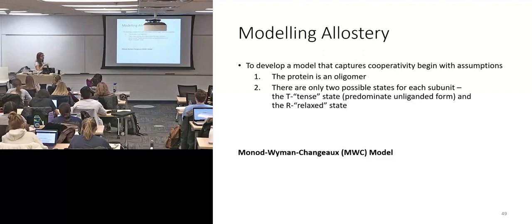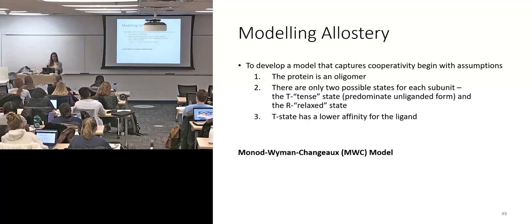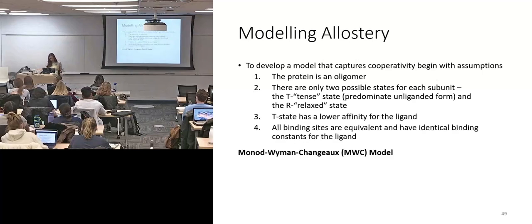The T state, or the tense state. This is the state that dominates when there's no ligand attached. And then also what we call the R state, or the relaxed state. This state could have a ligand attached or not, but it has a higher affinity for the ligand to bind. So once you turn into this state, your affinity goes up for your ligand. T state has the lower affinity for the ligand. And then you're also going to assume all the binding sites are equivalent. They have identical binding constants for the ligand.